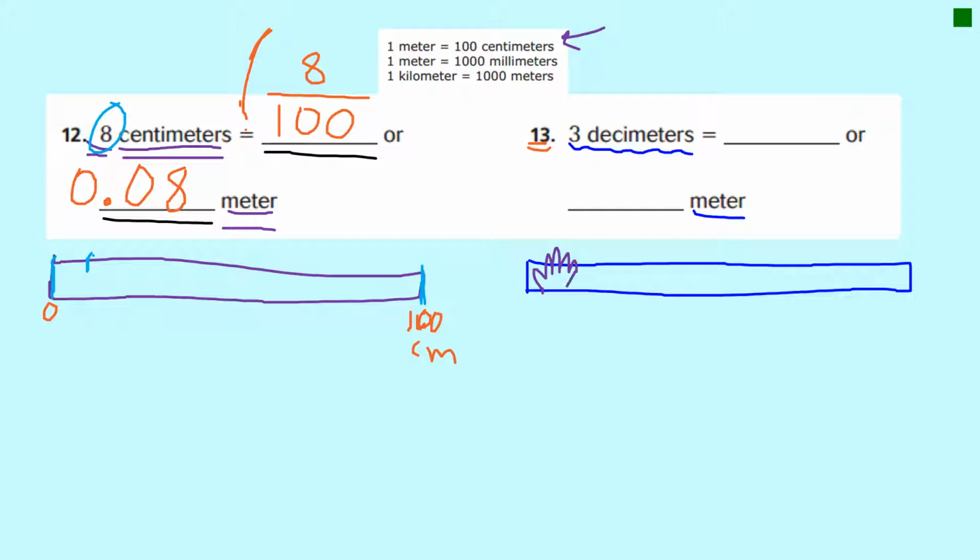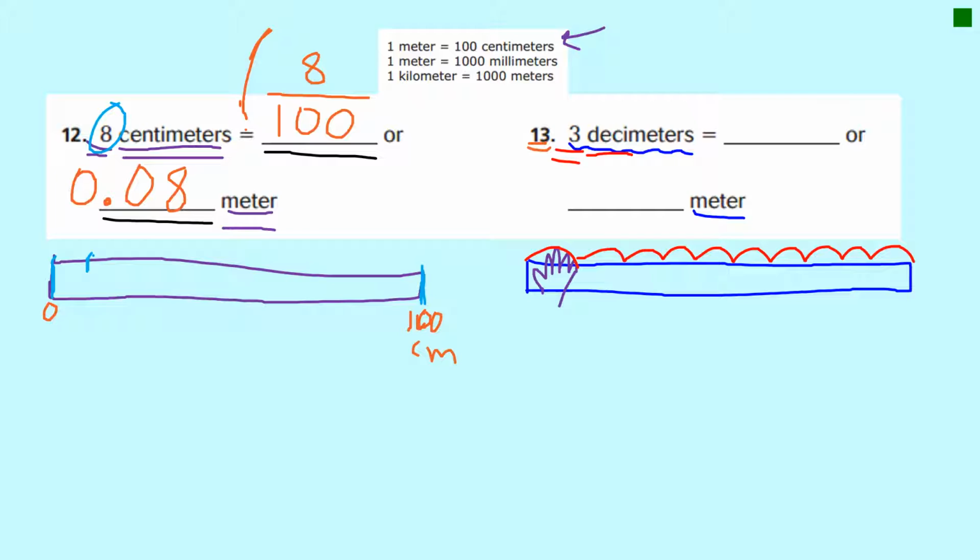Okay, let me see if I can make it. Oh, I made a pretty skinny pinky that time. So remember that 1 meter is going to be made of about 10 of these decimeters. 10. Okay, 1, 2, 3, 4, 5, 6, 7, 8, 9, 10. 10 decimeters makes a meter.